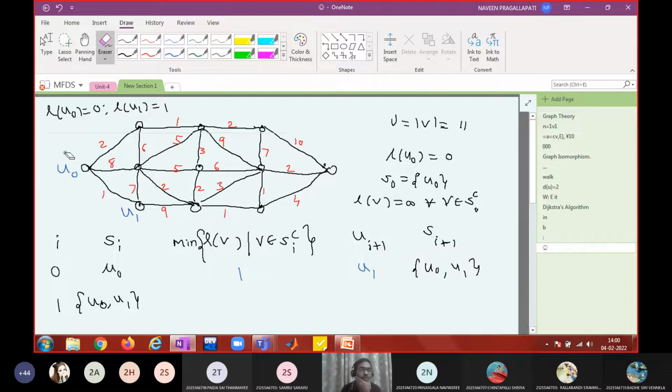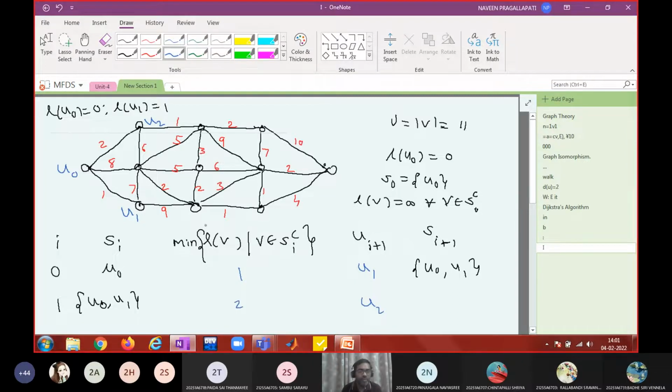Which one do you think is nearer to u naught? 2. This node, right? This node's distance is 2 to u naught, and that is less than any other node that you take. You take any other node, you compute the distance from that node to u naught either directly or via the existing intermediate nodes. The distances are always more than this. So this is the minimum of all other distances assigned to the other nodes. Therefore, for the next iteration, I'm going to take this node. So I'm going to assign this as u2. So this is u2.